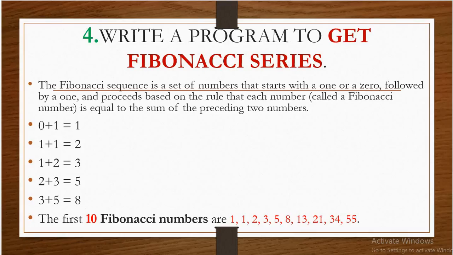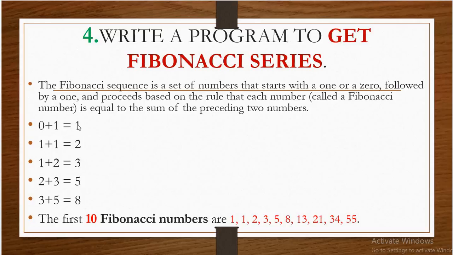Now we are going to start the fourth one, how to write a program to get Fibonacci series. And what is a Fibonacci series? The Fibonacci sequence is a set of numbers that starts with a 1 or a 0 followed by a 1, and proceeds based on the rule that each number is equal to the sum of the preceding two numbers. For example, we have first two numbers 0 and 1, and what will be the next number? It is the sum of the previous two numbers.